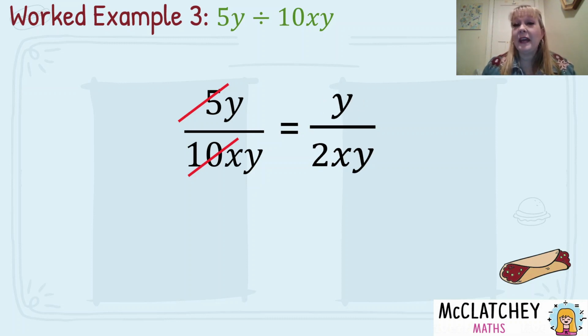So we can just simply write that as a y. So now I've divided the numbers. That 2 will stay on the bottom, because technically what I've got now, 5/10, is equal to a half. And that's why I had the 1 on the top and the 2 on the bottom.